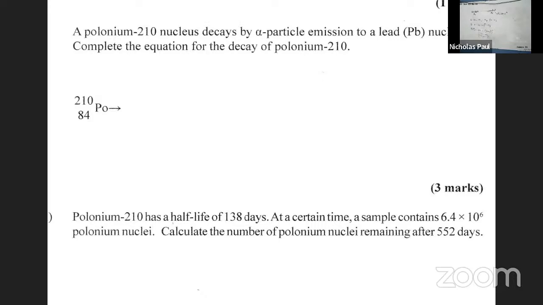Right, so it's forming lead, right? It's forming lead by alpha alone. So it is minusing what? Minusing 4 from 210, that's 206. And then you're minusing 2 from 84, which is 82. Nice and easy, right? Go again, they give you the half-life.